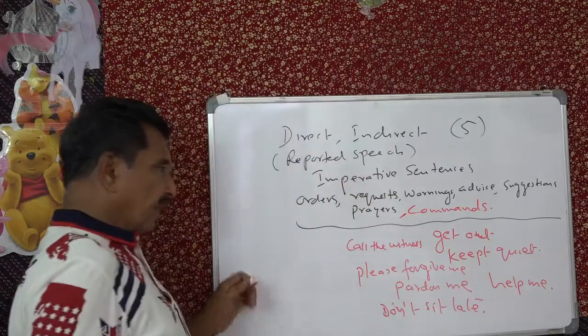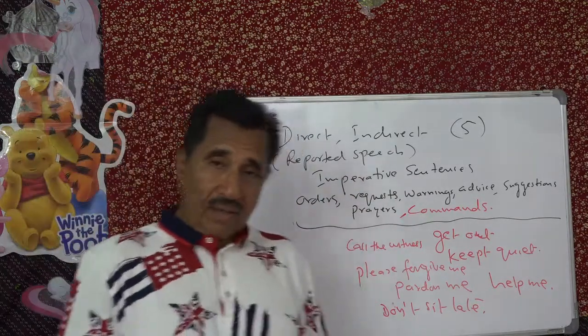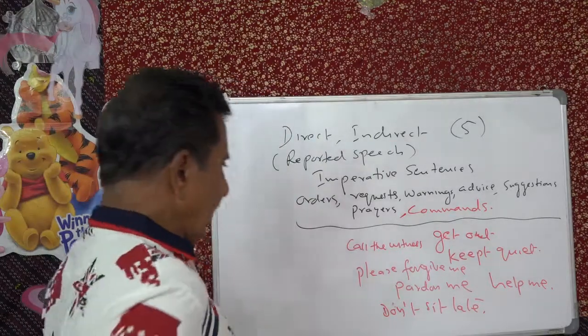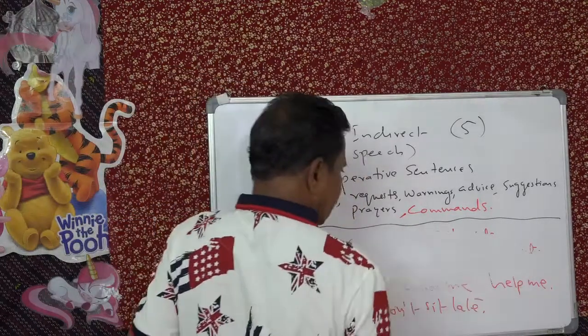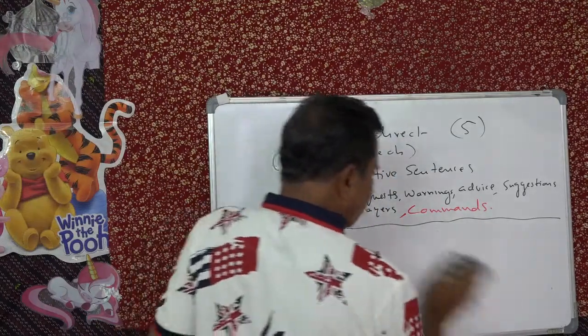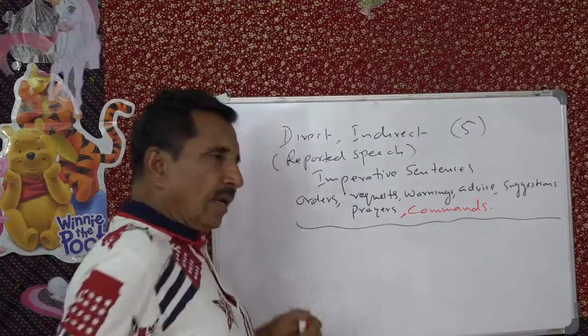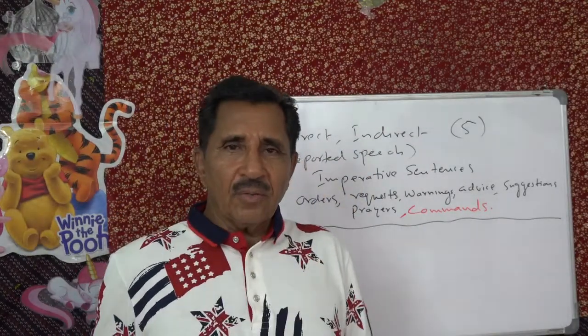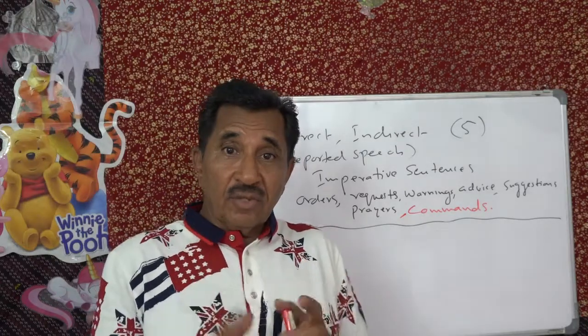And don't waste your time on the mobile. So these are pieces of advice. Now these are imperative sentences. Now how to convert imperative sentences into indirect speech? That is very simple. Just convert the verb into an infinitive with the to.